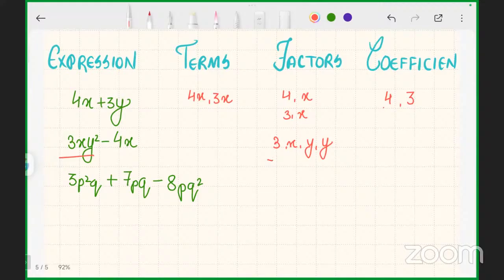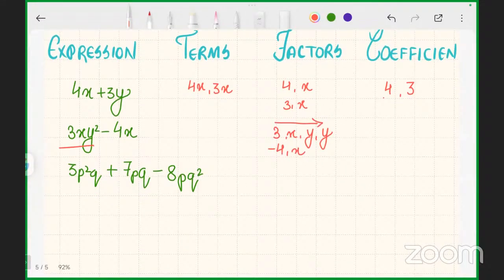And the coefficients are what? 3 and negative 4, right? Yes, 3 and negative 4. And the variables are x, y, and x. For the factors, just keep in mind that since there is y two times, you write y two times. And then the coefficients are 3 and negative 4. We take the sign as well.